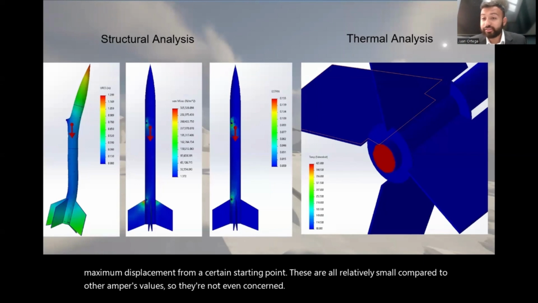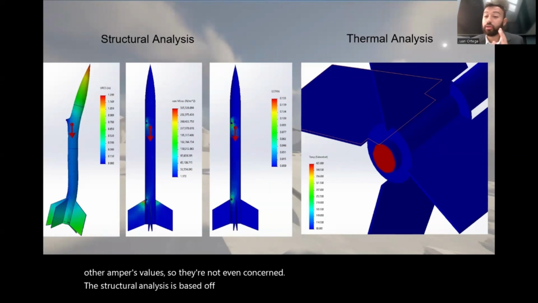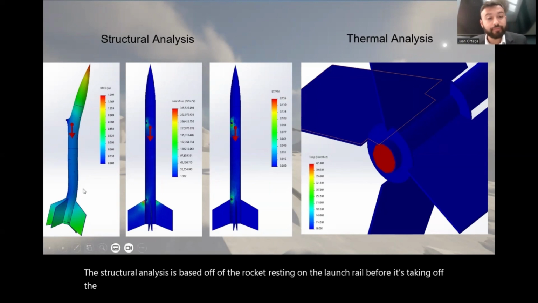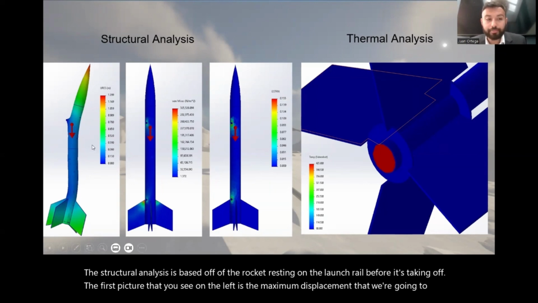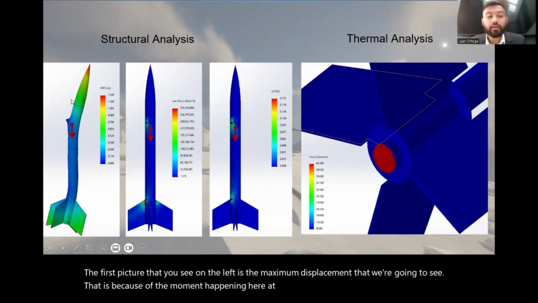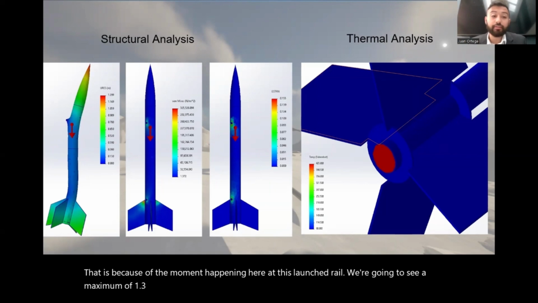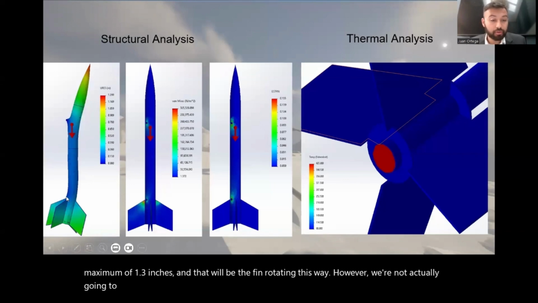The structural analysis is based off of the rocket resting on the launch rail before it's taking off. The first picture that you see on the left is the maximum displacement that we're going to see. That is because of the moment happening here at this launch rail. We're going to see a maximum of 1.3 inches, and that will be the fin rotating this way. However, we're not actually going to experience that due to the bottom of the rocket hitting against the launch rail itself.